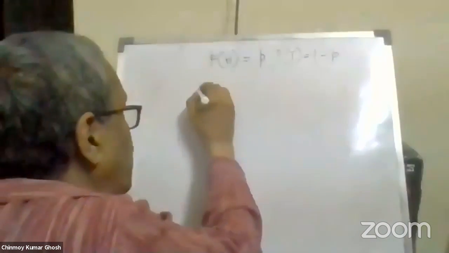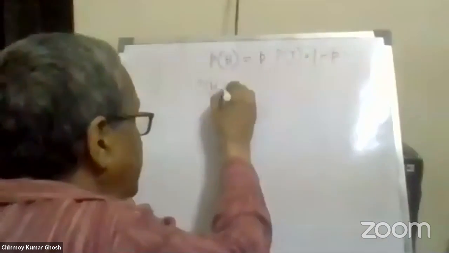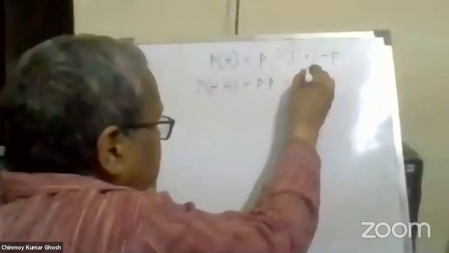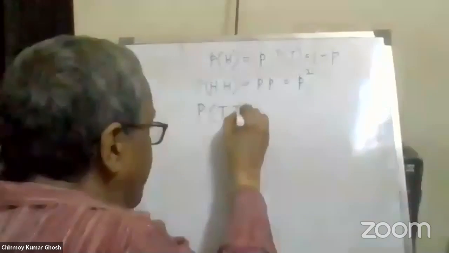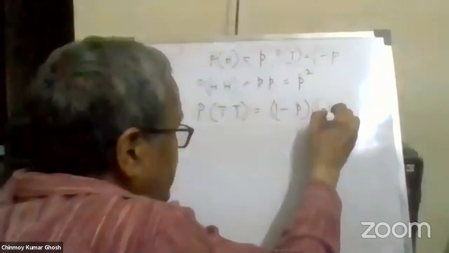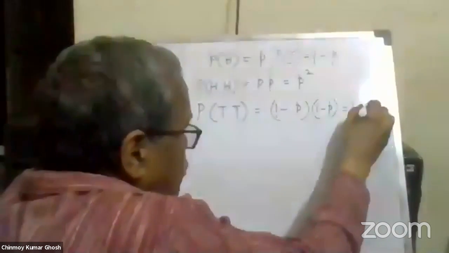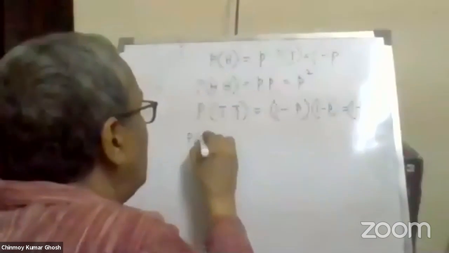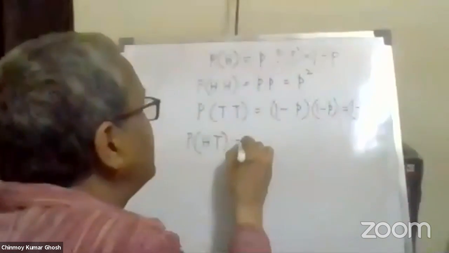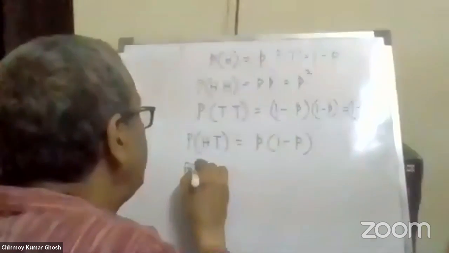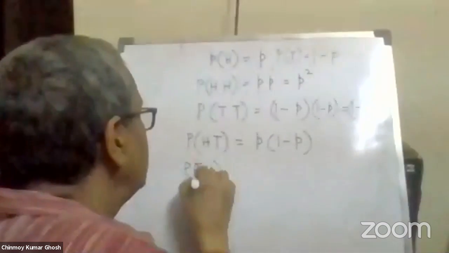Now, what is the probability of two consecutive heads? It is P into P, that is P square. What is the probability of two consecutive tails? It is 1 minus P into 1 minus P, that is 1 minus P whole square. And what is the probability of a head followed by a tail? It is P into 1 minus P. And what is the probability of a tail followed by a head?